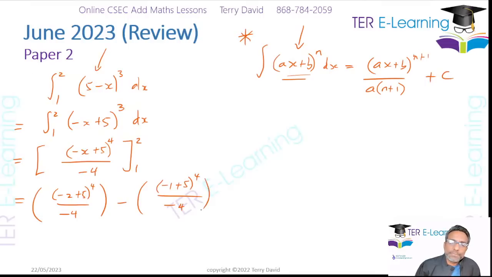Minus 4, right? So in this case here, please use your calculator for these things. Don't stress yourself out. Use your calculator. Minus 2 plus 5 is 3, so that's 3 to the power 4, that's 81. So this here is going to be 81 over minus 4. Minus 1 plus 5 is 4, so that's 256 over minus 4.